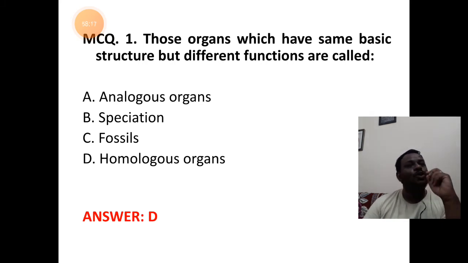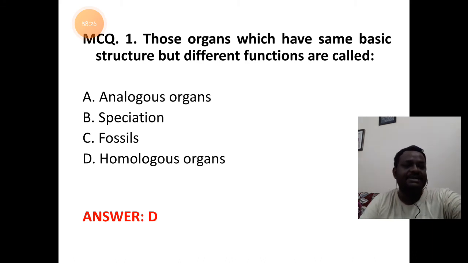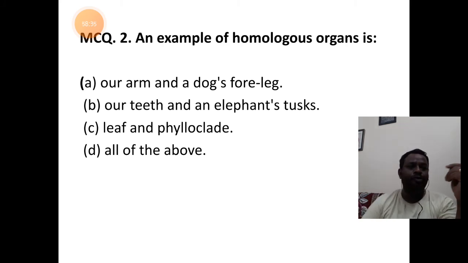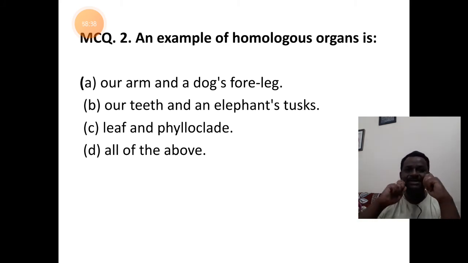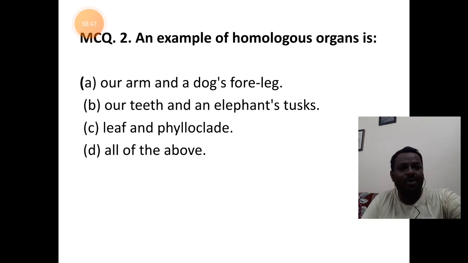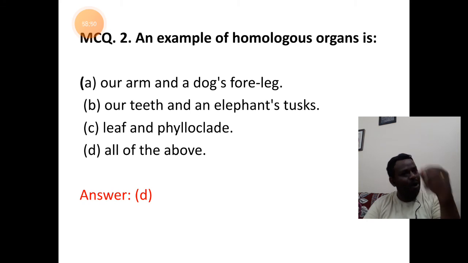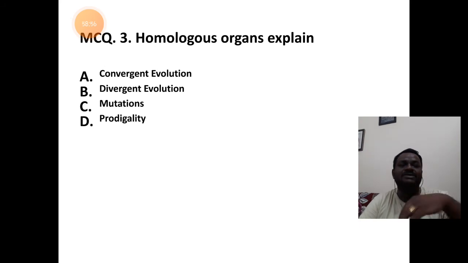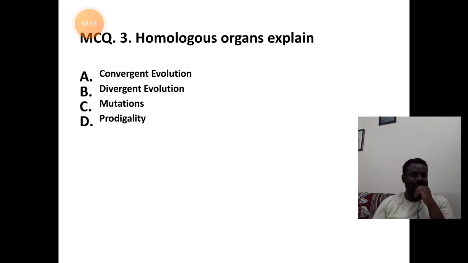Question 1. Those organs which have basic similar structures but different functions are called homologous organs. Answer is D. Examples for homologous organs here are arm and a dog's foreleg, a tooth and elephant's tusks, leaf and phylloclade. Phylloclade is nothing but a modified leaf. D is all the above, because all are homologous structures. They have basic plans of similar embryonic origin.